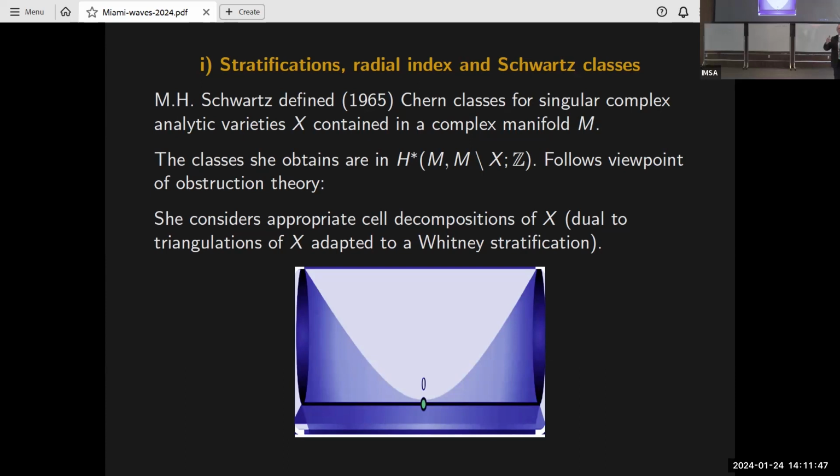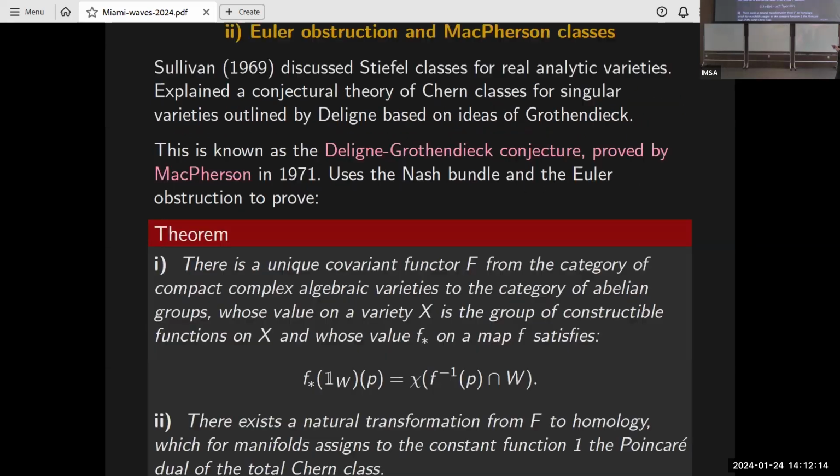And then later, by a different way, not following the ideas of Deligne, it was first proved, in his thesis, that there exist homology Chern classes satisfying the properties outlined by Deligne and Grothendieck. This was known as the Deligne-Grothendieck conjecture, and it was proved by MacPherson using exactly the Euler obstruction function in our problem.